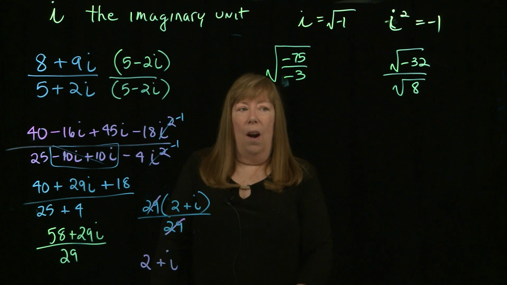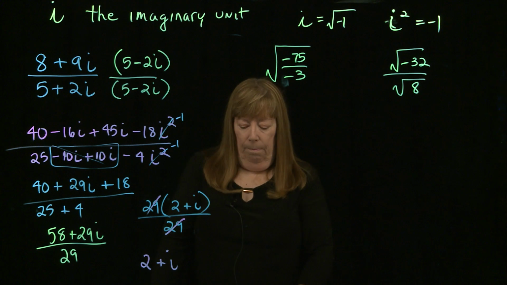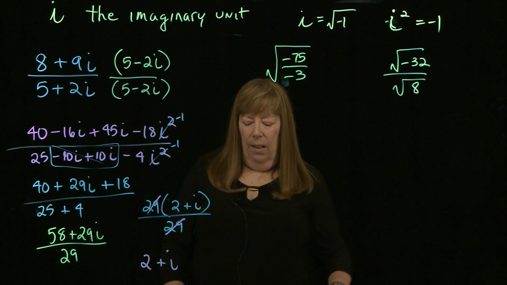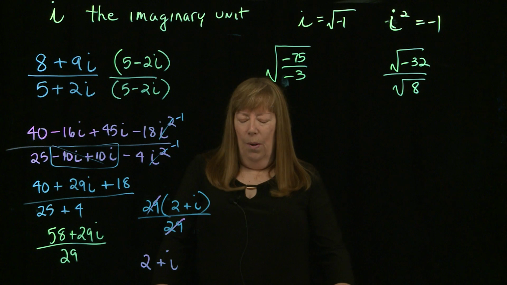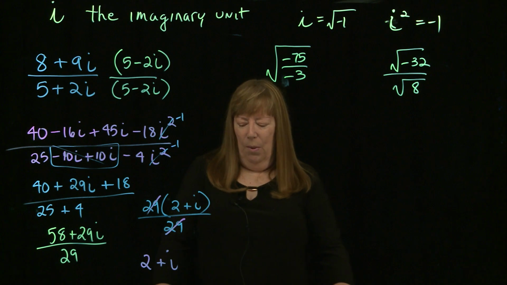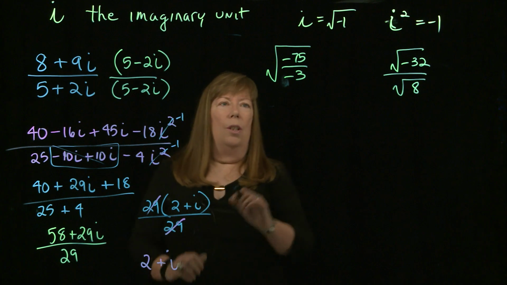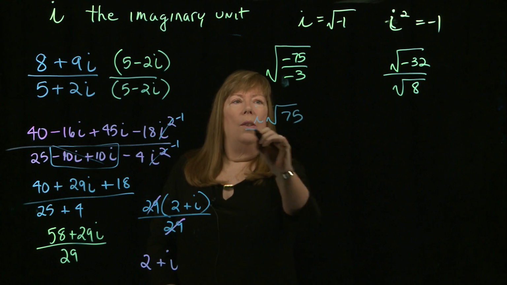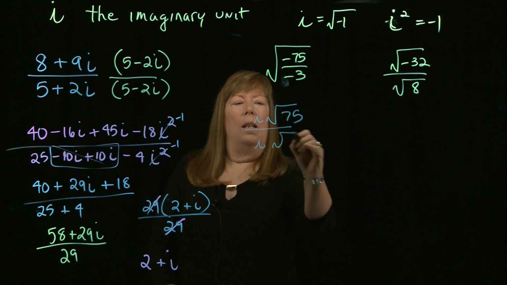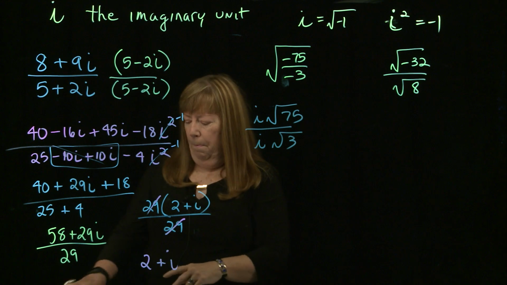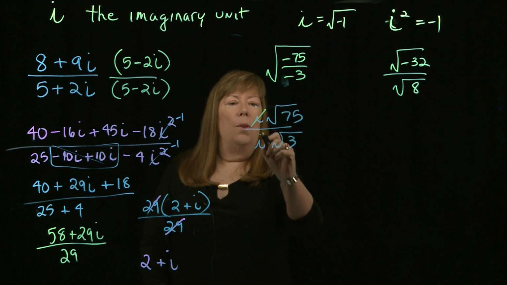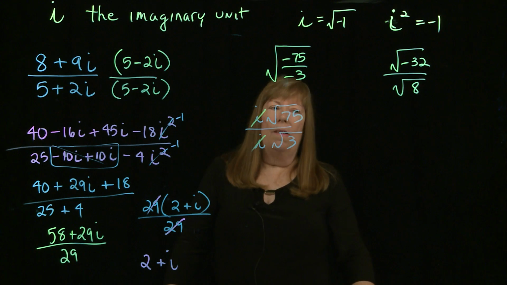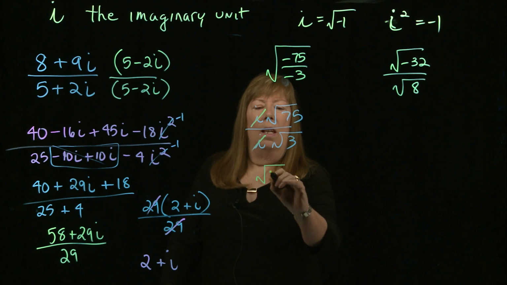How about we do a little dividing with the imaginary unit? Okay, so the square root of negative 75 over the square root of negative 3. Again, we should simplify first. So that gives me this over i times the square root of 3. Anything over itself is 1, and what happens to it? That's right, it cancels away.